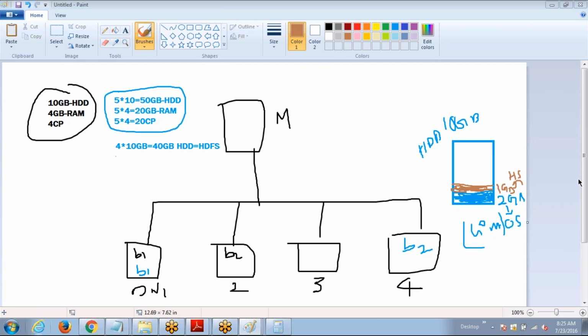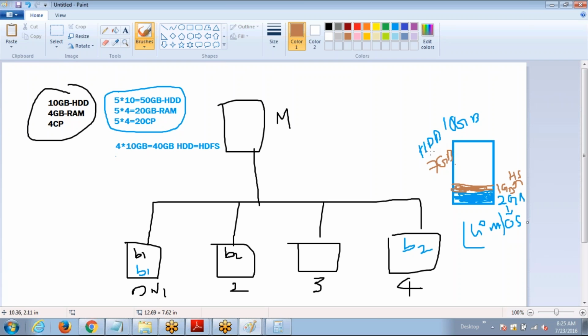how much is left? 7 GB. Perfect. 7 GB of hard drive is there. Okay, good. 7 GB of hard drive is left now. So this 7 GB, can I allocate everything to my HDFS file system?